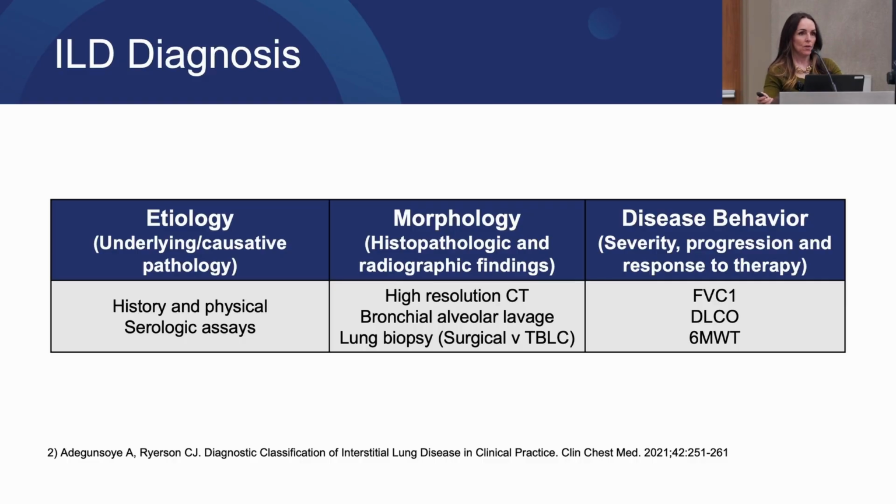And then the behavior of the disease. Is it stable? Is it improving? Or is it progressing? We measure that by their lung function: the forced vital capacity. Forgive the extra one on the slide, I don't know why that's there. I think they were combining FEV1 and FVC, but the forced vital capacity is the FVC. Then DLCO, which is the diffusion capacity of carbon monoxide, and then the 6-minute walk test. If those are declining over time, and we'll talk about what percentage of decline we consider significant, that's telling us this is a progressive phenotype of lung disease.